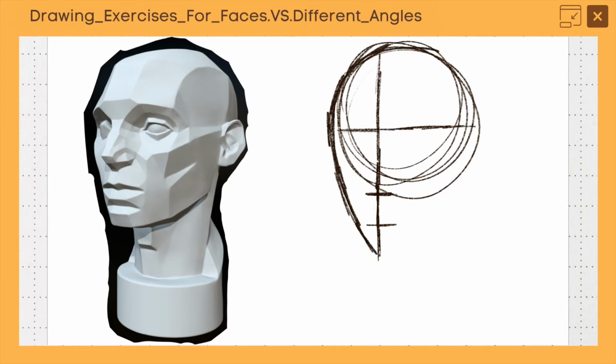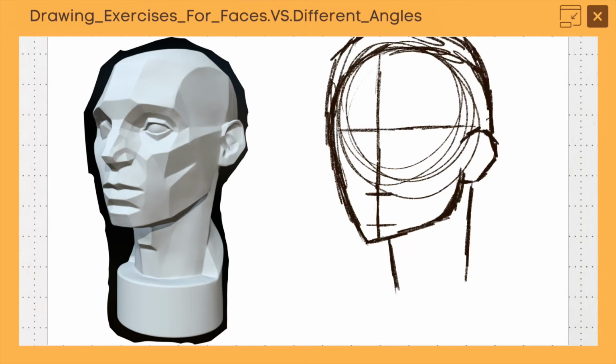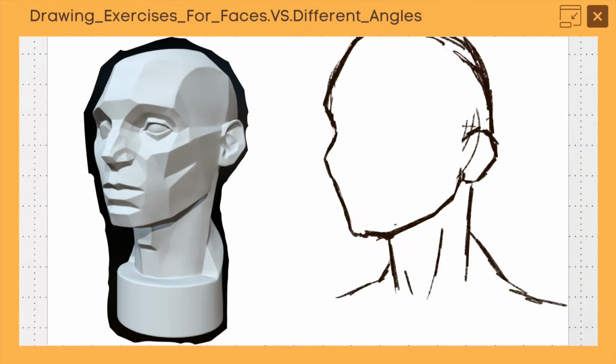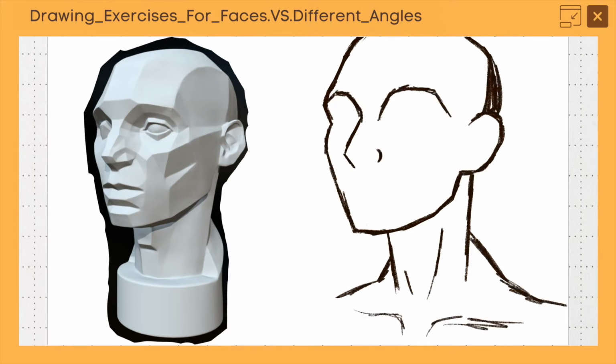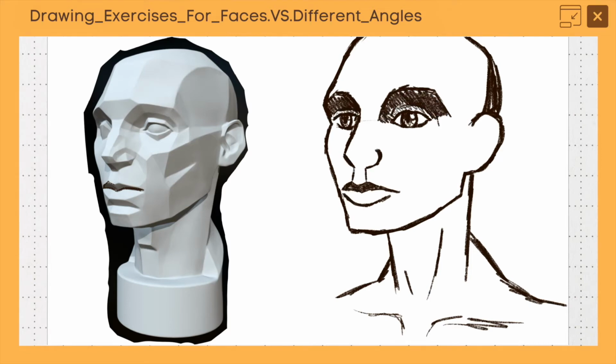What I use personally is a circle for the top of the head, and then a line for the eyes, a line for the nose, and a line for the lips. Doing this ensures that I know where the proportions of the face are standing according to the planes. So here you can see you have the cheek, the side of the head, and then the top of the brows. That's why I use those guidelines specifically.